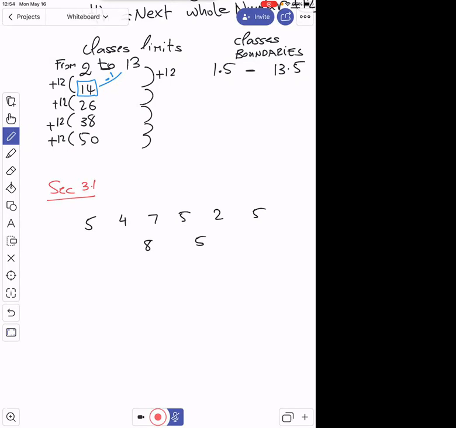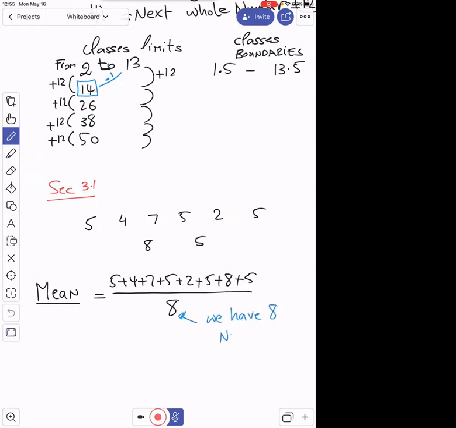All right. So first, you need to find the mean. The mean is just the sum of all the numbers: 5 plus 4 plus 7 plus 5 plus 2 plus 5 plus 8 plus 5. And then you divide by the number of data values. We have 8 numbers, so we divide by 8. That's how we compute the mean.